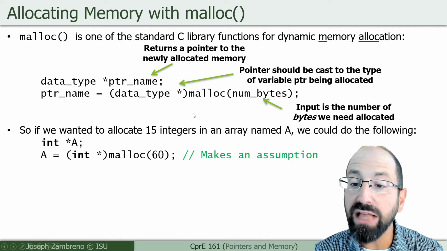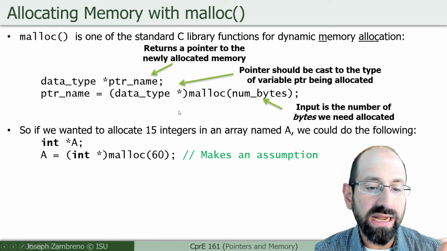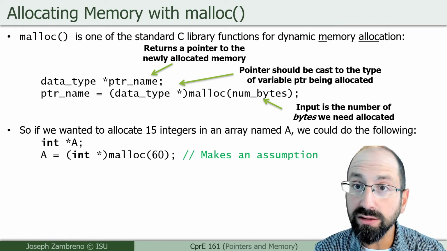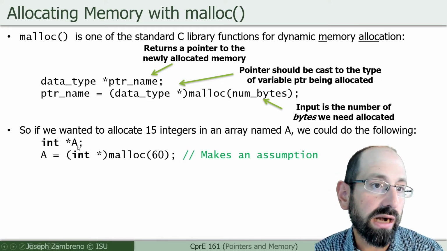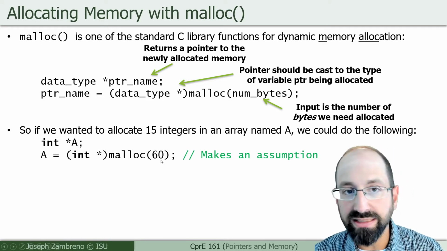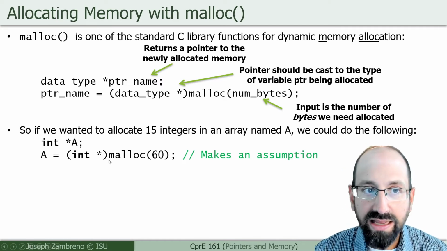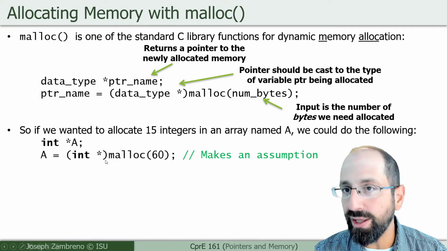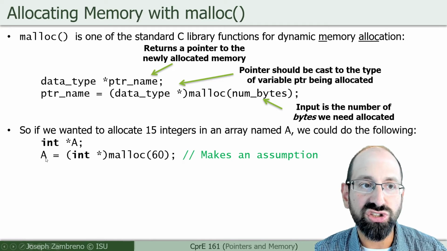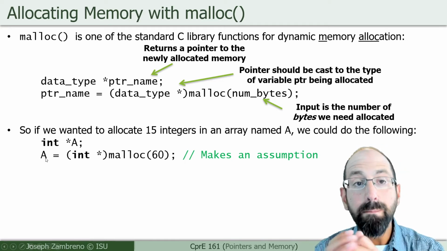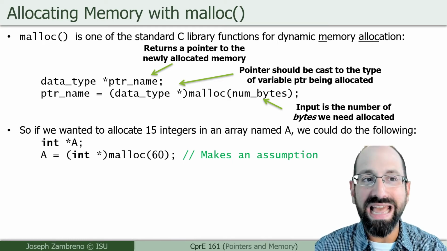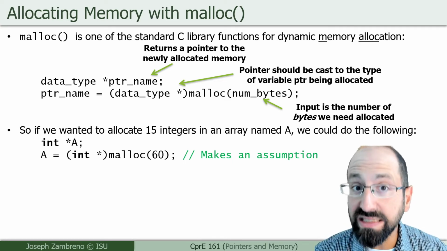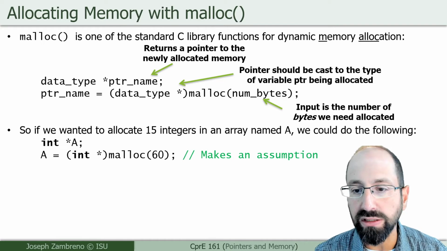So if we wanted to allocate 15 integers in an array named A, and we have a pointer to that array named A, we could do the following. We declare int star A, we then call malloc, in this case saying I want 60 bytes, and we're going to cast that return value from malloc to an int star and just set that as the result of A. Malloc returns an address, but it's also allocating the memory for us, so we actually have, in this case, 60 bytes to correspond to our 15 integers.